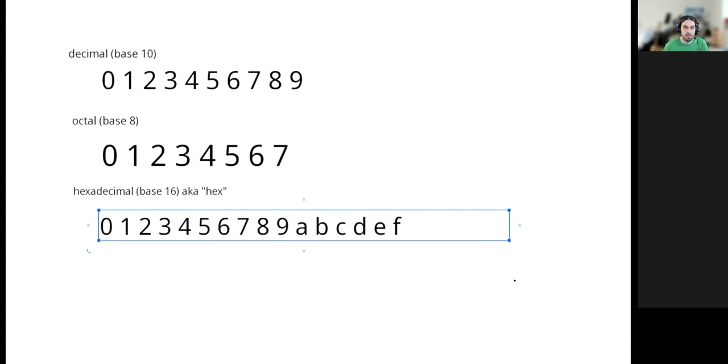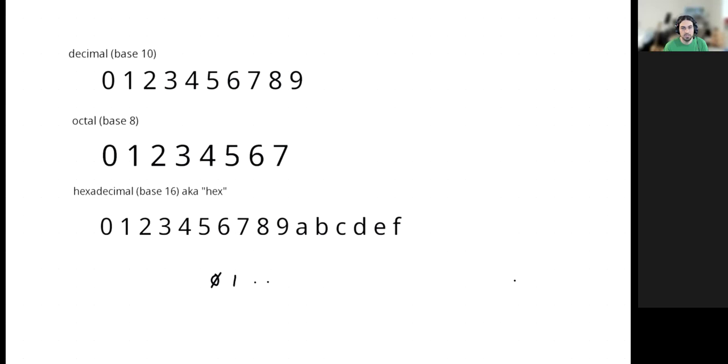So let's count in that one. We're going to start from 0, 1, all the way up to 9. Now, what do we do when we reach 9? Do we still have symbols? Yes, we do. We have A. So from 9, it goes to A. And then B. And then when you add one, C, and then D, and then E, and then add one, F.